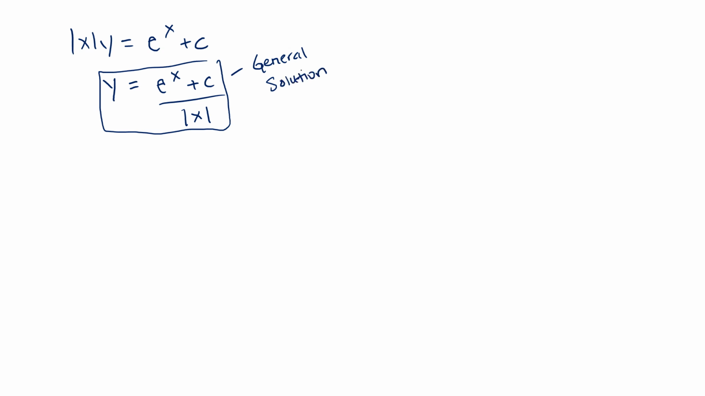So now that we are given an initial condition, we're going to apply it to our solution. So we know y of 1 equals 2. So this is our initial condition. Let me label it for you.